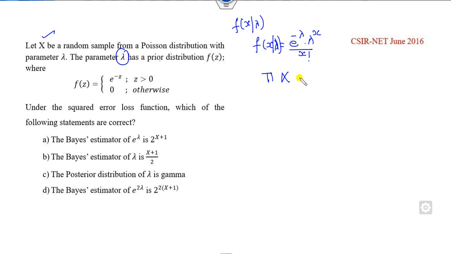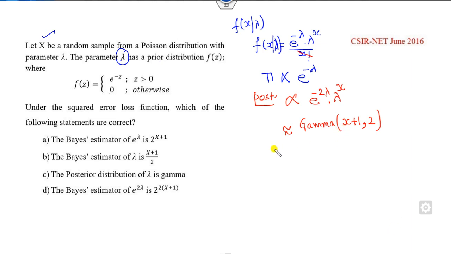Because it's a variable, we have to write it in terms of the z, fine. Now you can find the posterior, you can multiply them, because this is independent of the lambda, so you can skip this here. Can you identify the distribution? Yes, you can easily identify the distribution. This is a gamma distribution with the parameter x plus 1 and 2, fine.